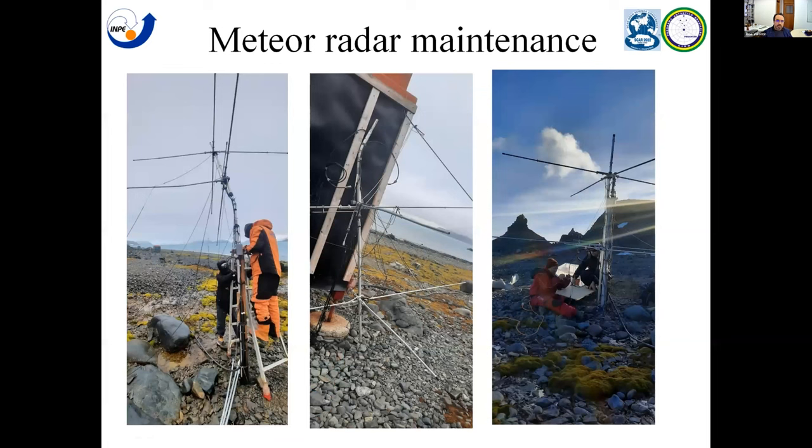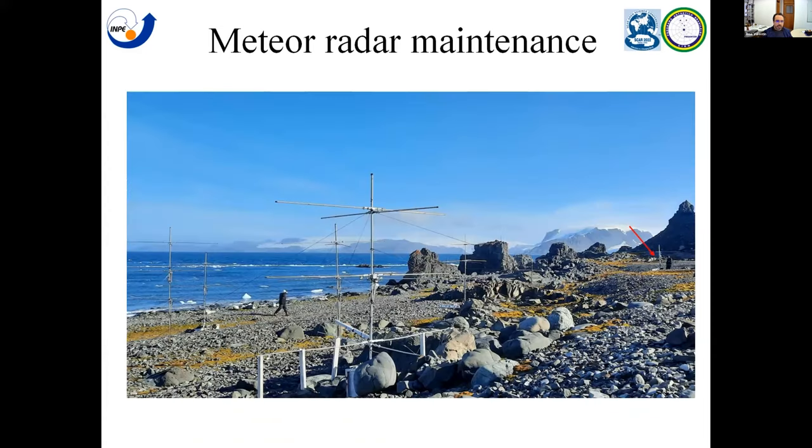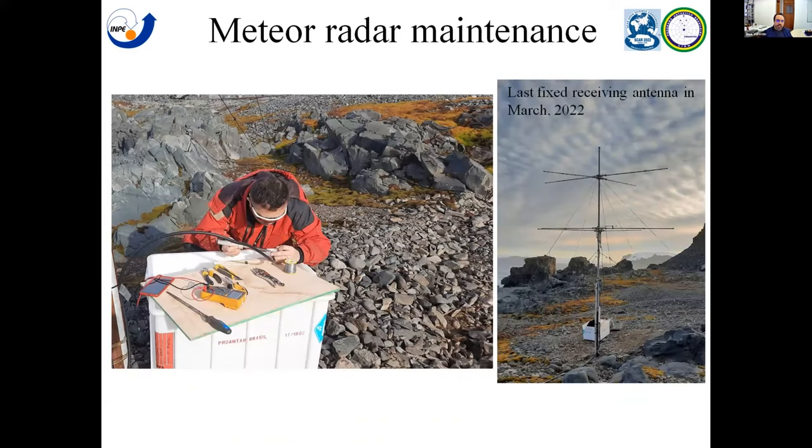So we did maintenance during the summer. We can see here the work outside the shelter. Here we were putting up the antenna, replacing the broken one. He's fixing some of the cable, the contact cables of the antenna. Here's the broken one in the right position.